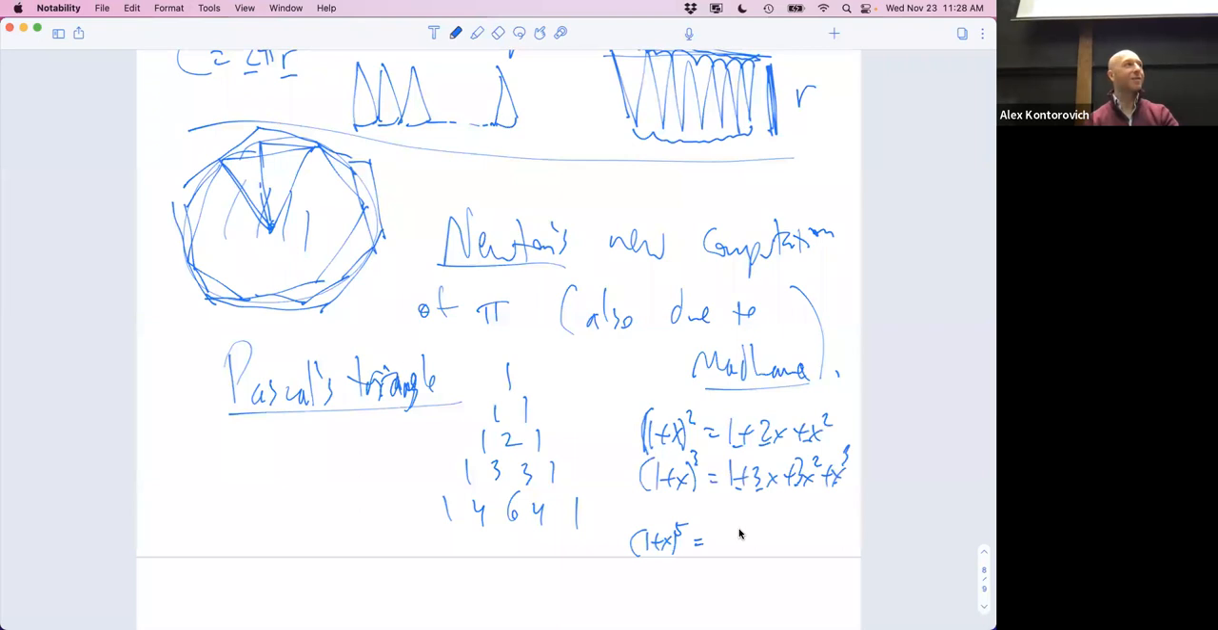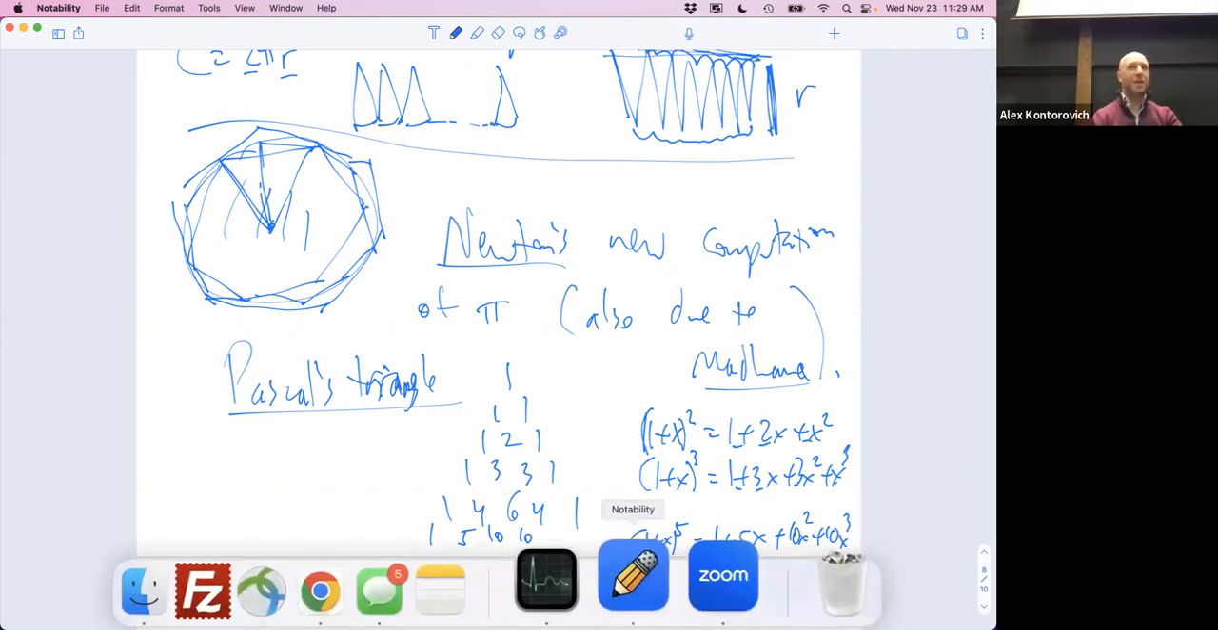You know how to just read it off? 1, 5, yep, 5x plus 10x squared plus 10x cubed, another 10. Yeah, 10x cubed plus 5x to the 4th plus 1x to the 5th. Okay, you guys have seen these formulas?